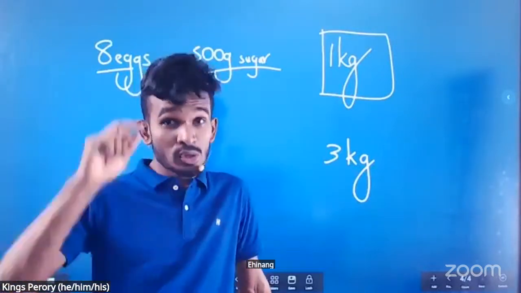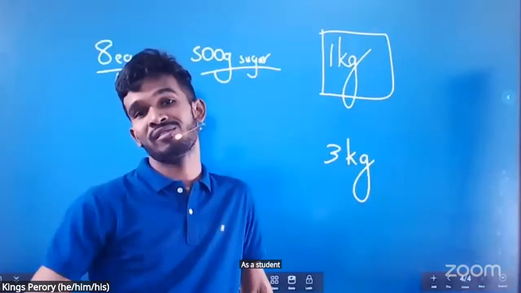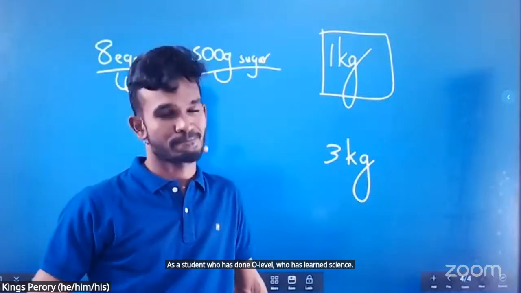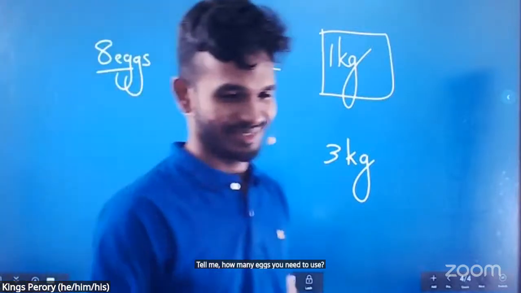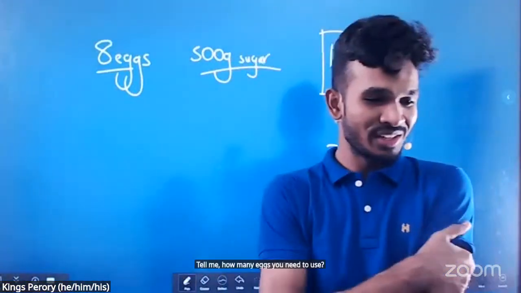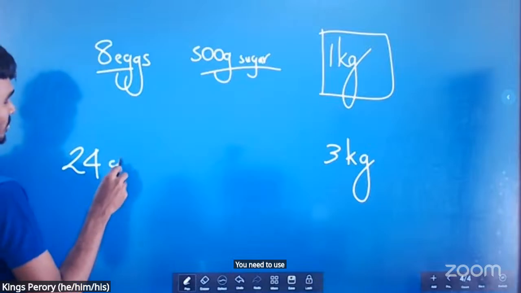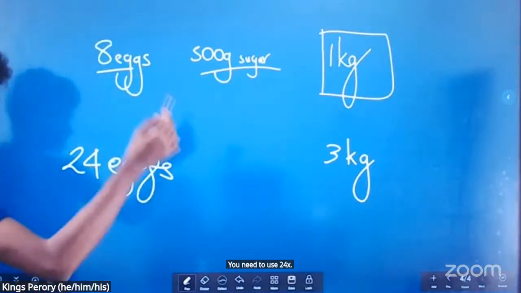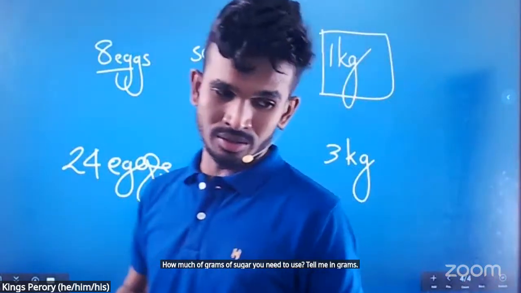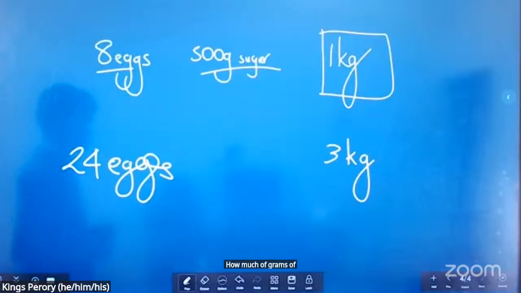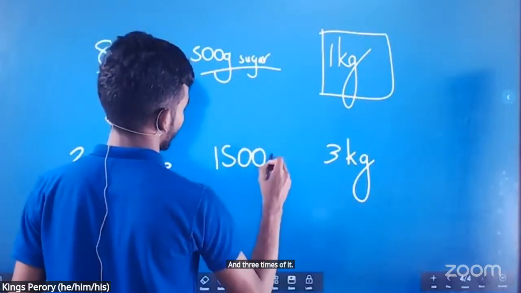Now you all tell me, using your mathematical knowledge, using your stoichiometry knowledge, as a student who has done O level, who has learned science, how many eggs do you need to use? You need to use 24 eggs. How many grams of sugar do you need to use? Tell me in grams. 3 times of it, 1500 grams.